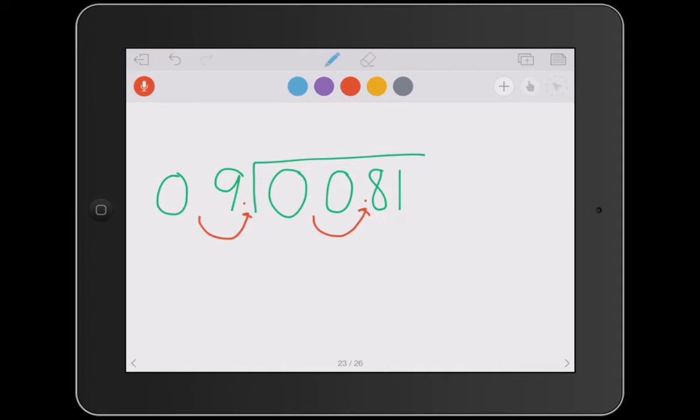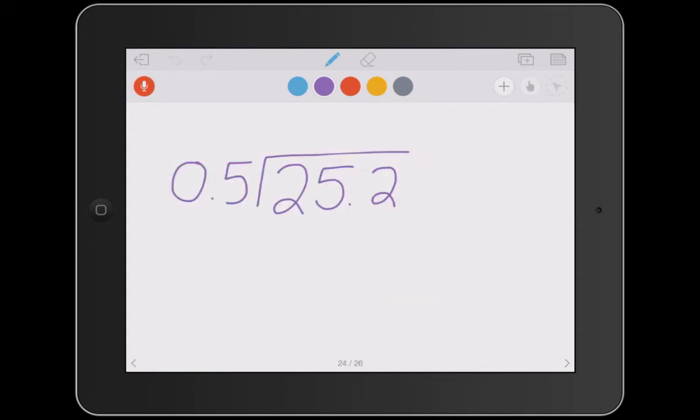Remember, as I had forgotten in the last one, then move your decimal directly up. Now I can divide. 9 goes into 0. 9 goes into 8, 0 times. 9 goes into 1. I'm sorry, 9 goes into 81, 9 times. 9 times 9 is 81. There is my answer.